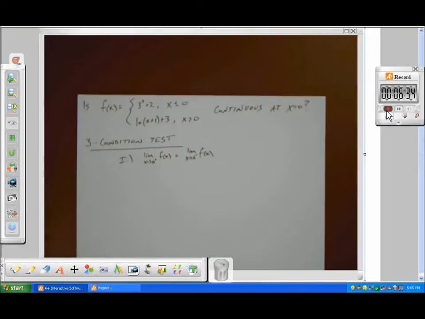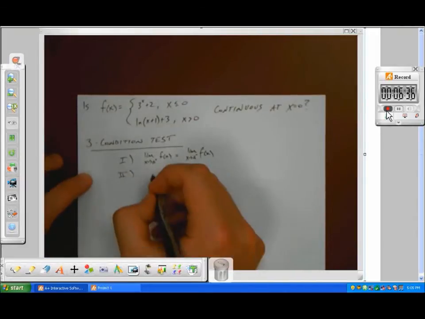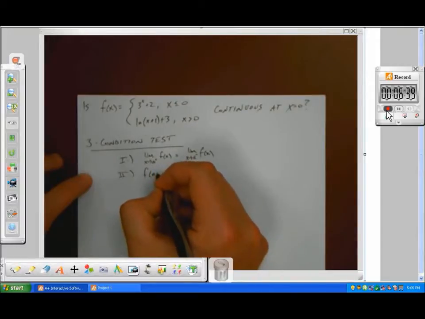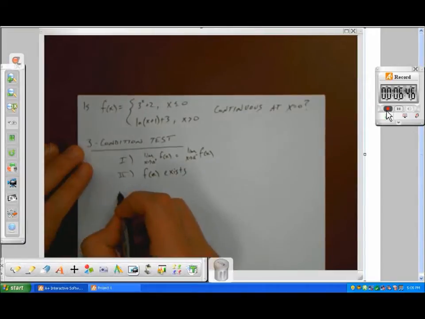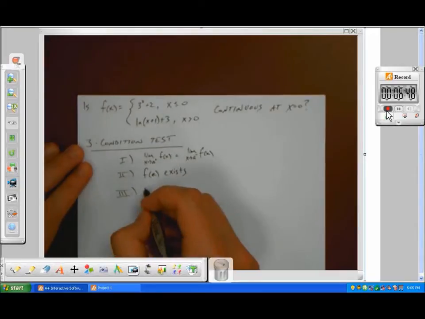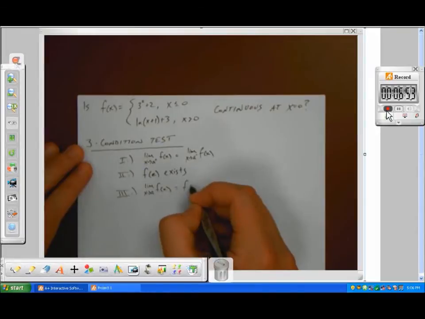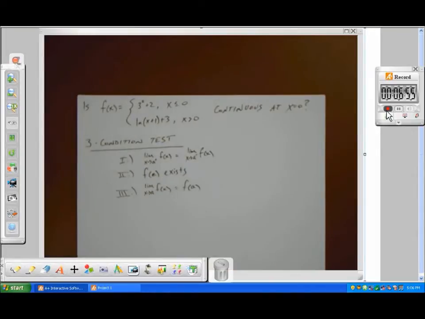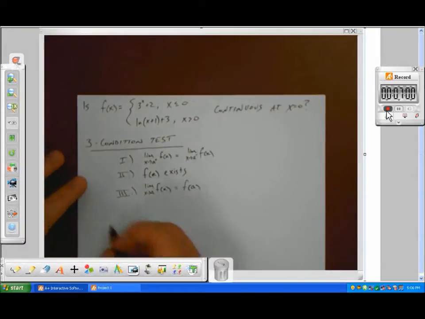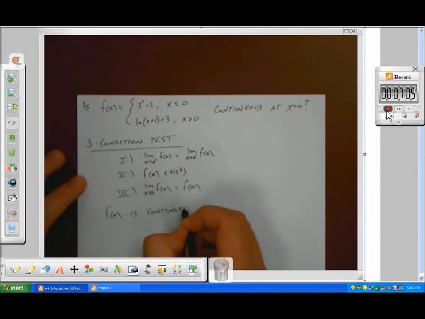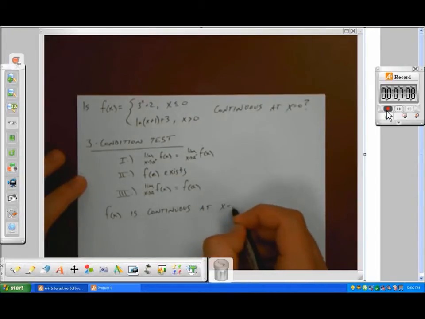The second condition that has to be true is that f at that point exists. So f of a has to exist. And finally, the third condition is that the limit as x approaches a has to be equal to f of a. So the limit has to be equal to the function value. If you could show that, then f of x is continuous at x equals a.